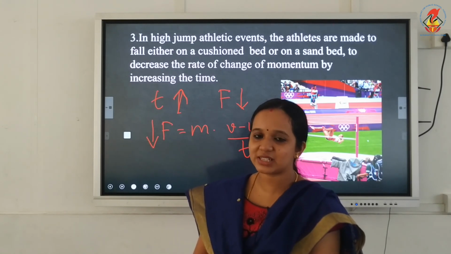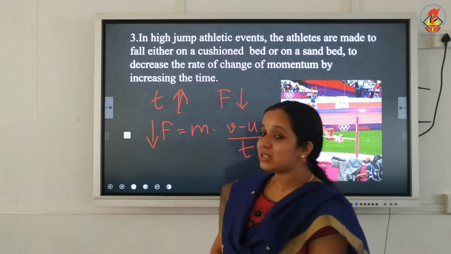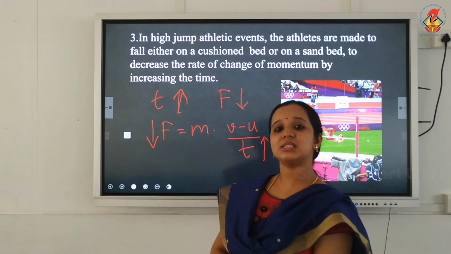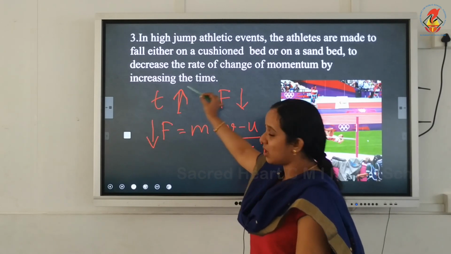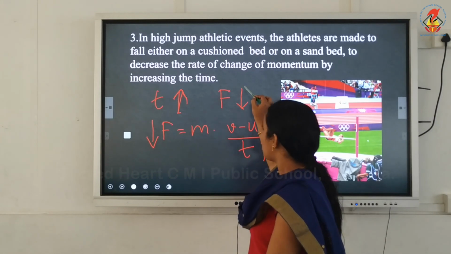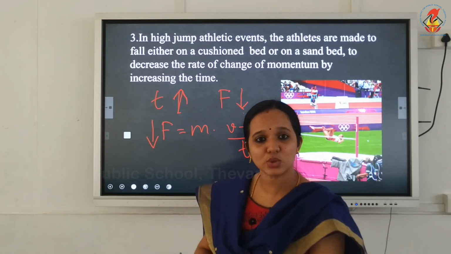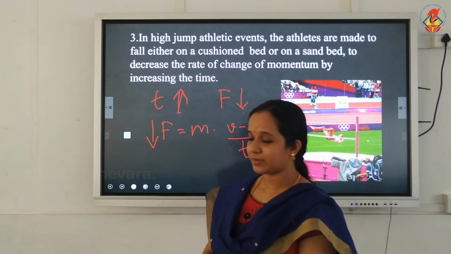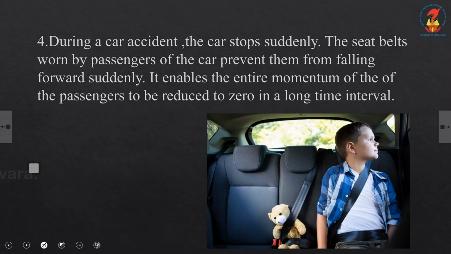Okay, that is the reason why in high jump athletic events, the athletes are made to fall on a cushioned bed or onto a sand bed. It is to increase the time of landing, which decreases the force. Hence the impact force also will be reduced, so he won't get hurt. Okay, same reasoning as the first example of the cricketer.